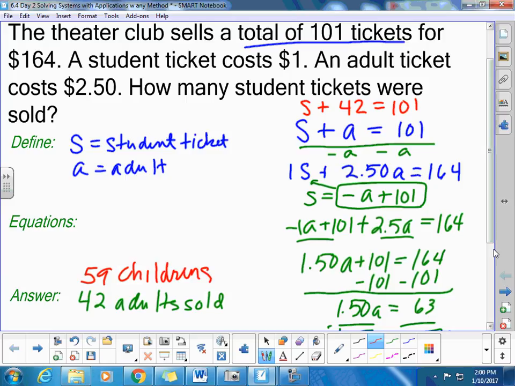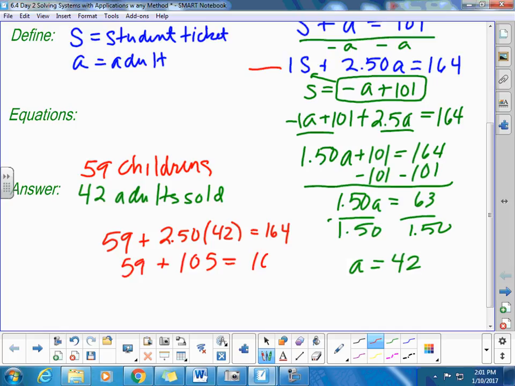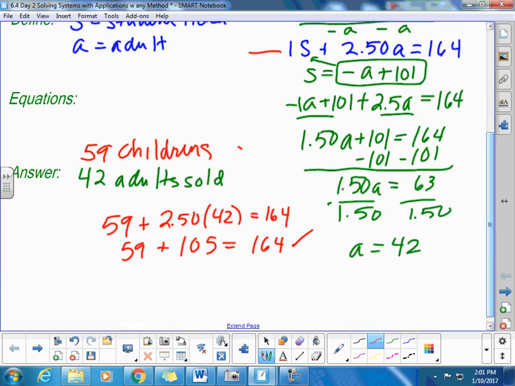Let's plug it in and make sure that works with our numbers. Our equation right here says 1 times the number of student tickets, so 59, plus 2.50 times the number of adult tickets has to equal 164. So 2.5 times 42 is 105. So is 59 plus 105 equal to 164? 59 plus 105 is equal to 164. So there's our check. We're done with that. I think the question at the very top though was, how many student tickets were sold? 59 students. I should put children, but students.